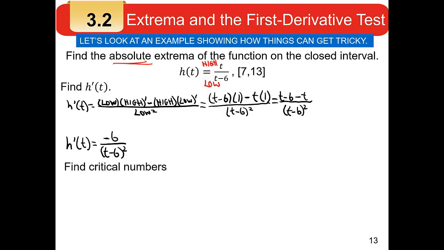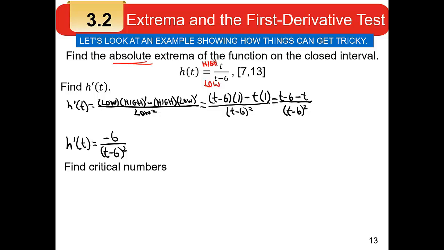Now what do you do with the derivative? You're finding the critical values. The critical values, the critical numbers, are what you get by making the derivative 0 or undefined. Well, what makes the derivative 0? Notice the numerator of that fraction is minus 6. How can you make a minus 6 equal 0? You can't plug anything in for t and make minus 6 equal to 0.